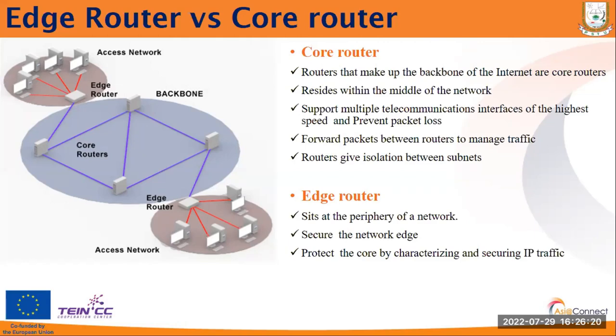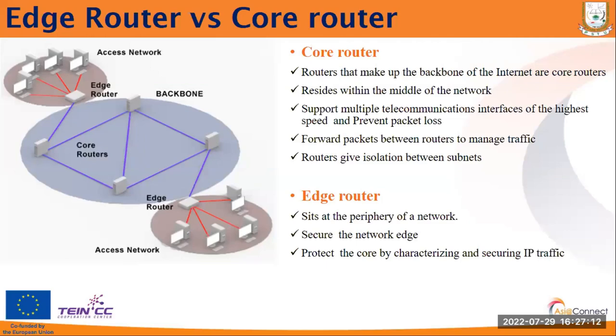Okay, then core routers are used to provide high speed data routing and forward packets between routers to manage traffic or prevent packet losses. What is packet loss? Packet loss is when a source is sending a packet to a receiver and the receiver can't receive it, because of any collision or any interference. Also, the source may be sending at a certain speed, but the receiver can't take the packets at the same speed, which may also cause packet loss. So core routers are mainly used to forward packets, manage the traffic and prevent the losses.